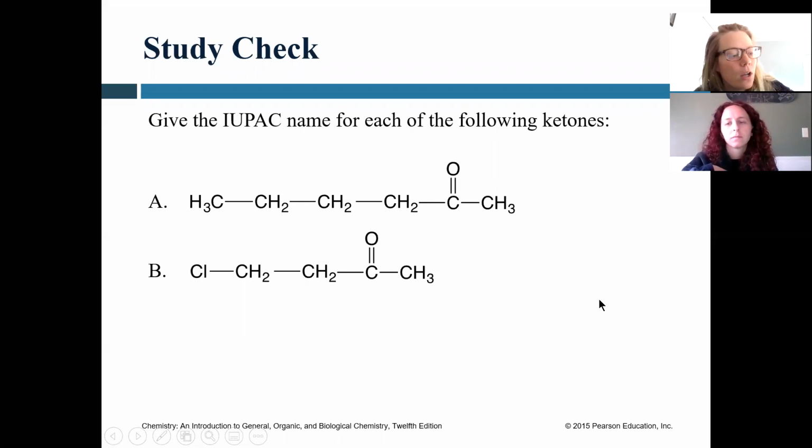We're going to number closest to the carbonyl group. So this is 1, 2, 3, and 4. So there's a chlorine on the fourth. So it's 4-chlorobutanone.